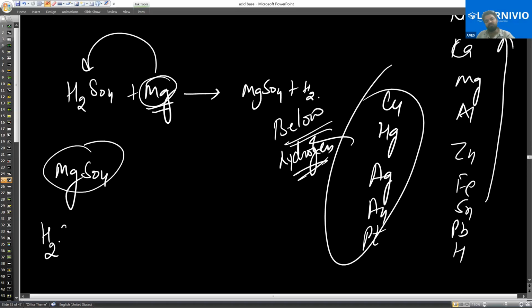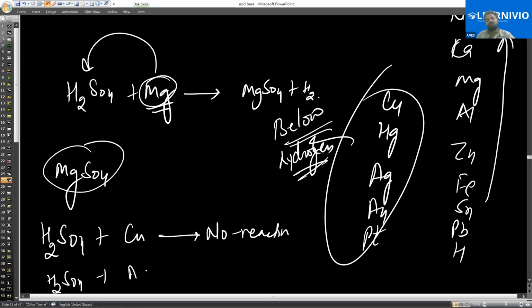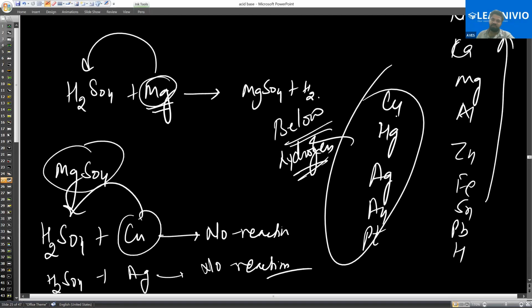For example, if we take H2SO4 and react it with copper, there will be no reaction. Why? Or if I'm reacting H2SO4 with silver, there will be no reaction. Why, Sarah? No reaction because copper is less reactive here. Copper comes below hydrogen. So if we are reacting with mercury, silver, gold, platinum, they won't react. So only those metals that are above hydrogen will react with it.